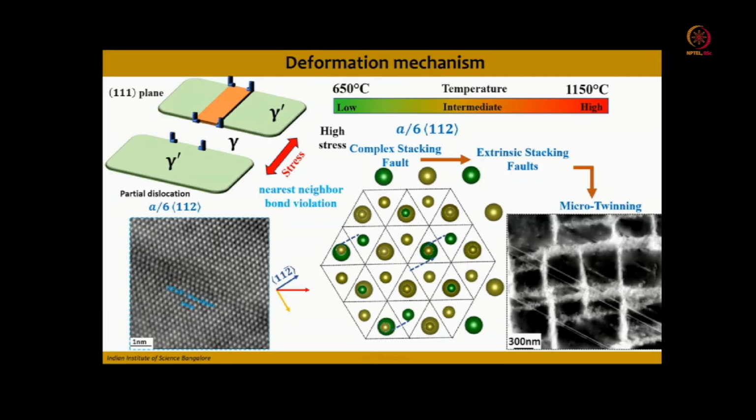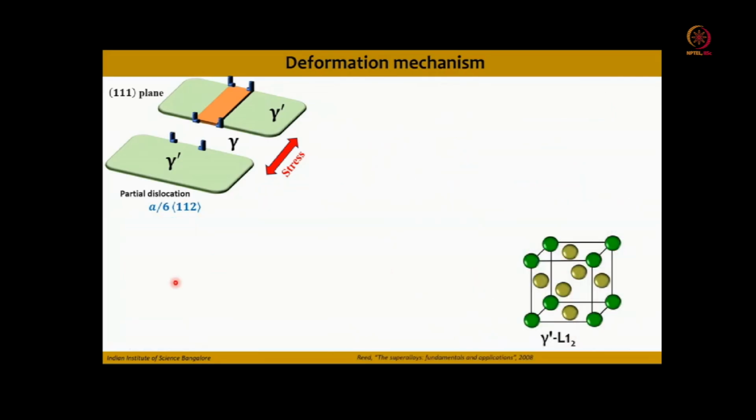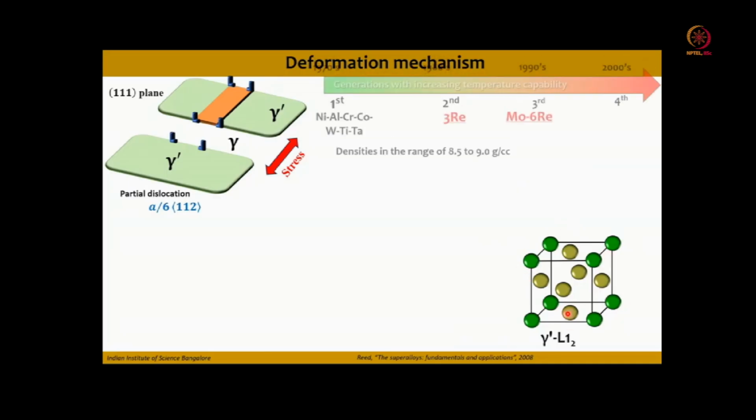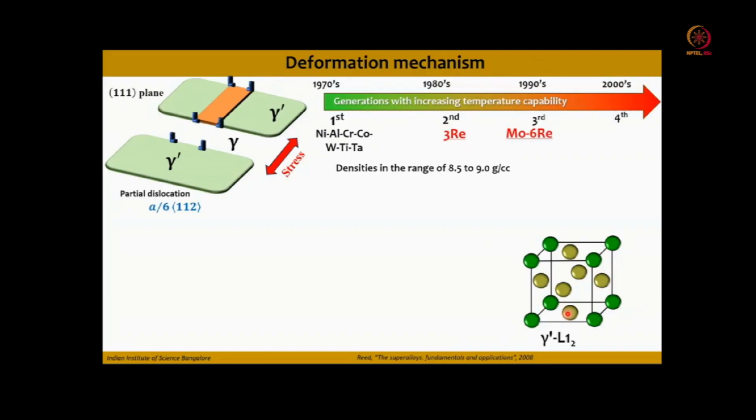Right. So now with this introduction, I will just briefly come back to the unit cell where I told you ideally it is Ni3Al, correct? Aluminum occupying the 0,0,0 positions and nickel occupying the half-half-zero positions. Now, if you see the generations of superalloys, which were developed from the early 1970s to 2000s, the first generation doesn't have any rare earth additions or any high density elements. Mostly these are concentrated to aluminum, chromium, cobalt, tungsten, titanium, and tantalum.